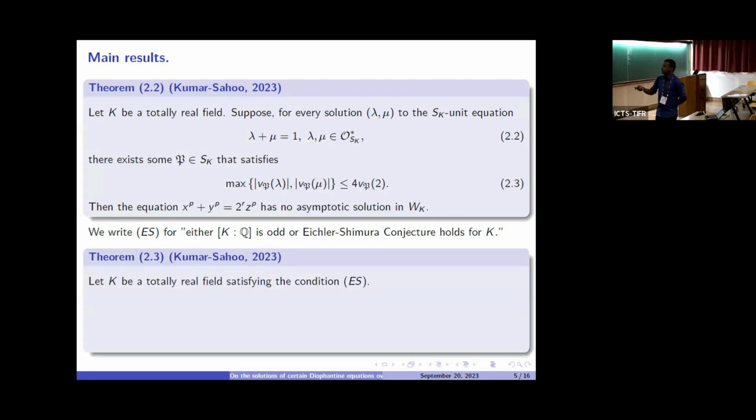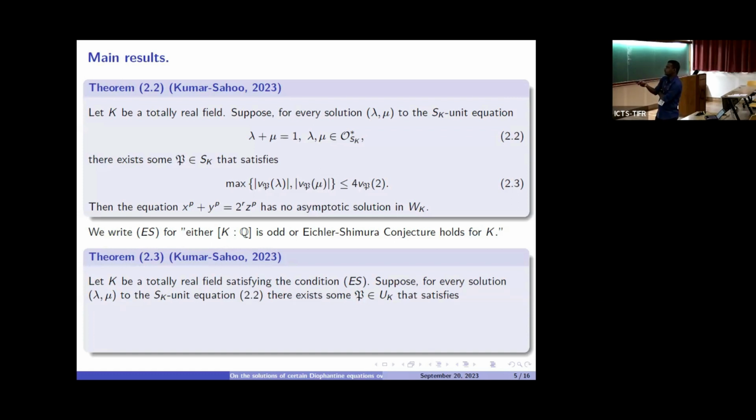So now we start with a totally real field satisfying this condition ES. Basically here we need this condition ES. If the degree of K over Q is odd, we don't have to assume ES.